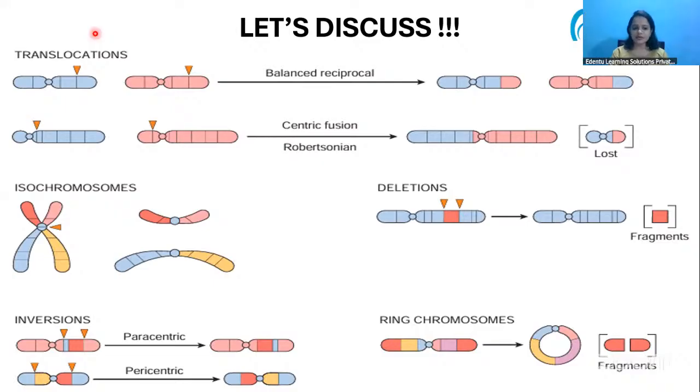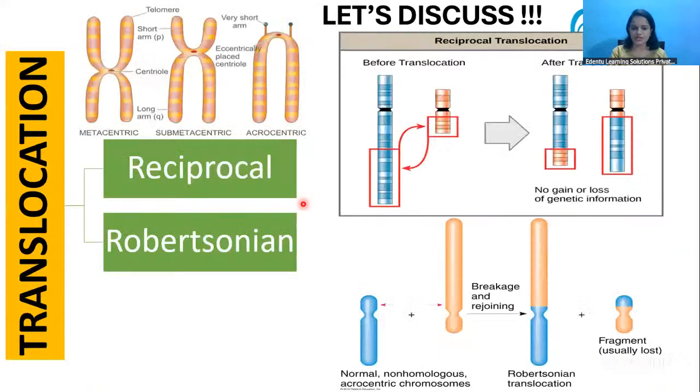Yes, so that is about the ring chromosome. And next we have inversions. Paracentric and pericentric inversions are also there. But before that, let's have a look at translocation. What are the two types of translocation? One is the reciprocal translocation and the other is the Robertsonian translocation.